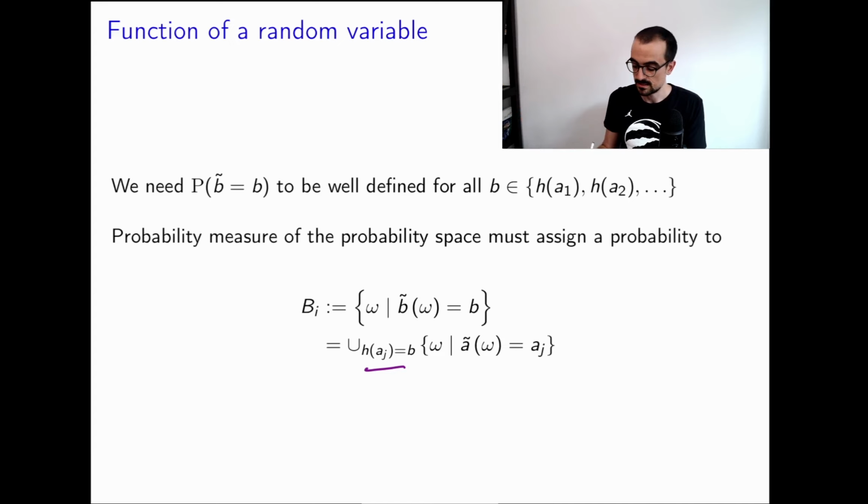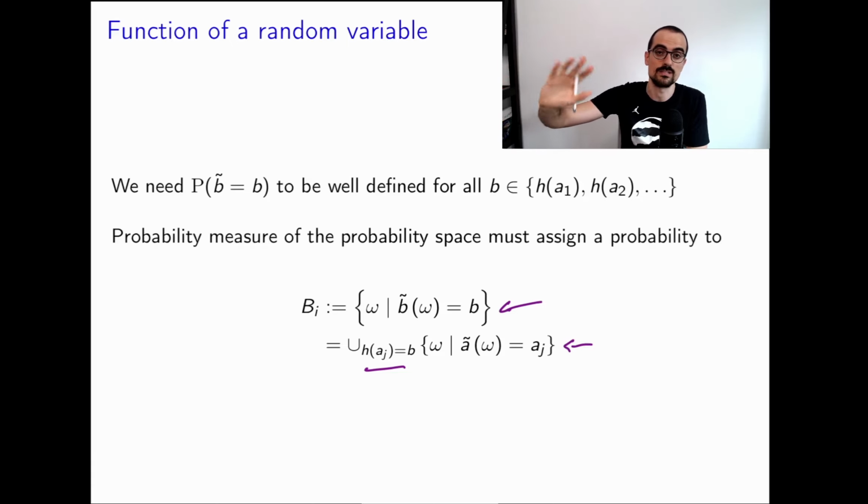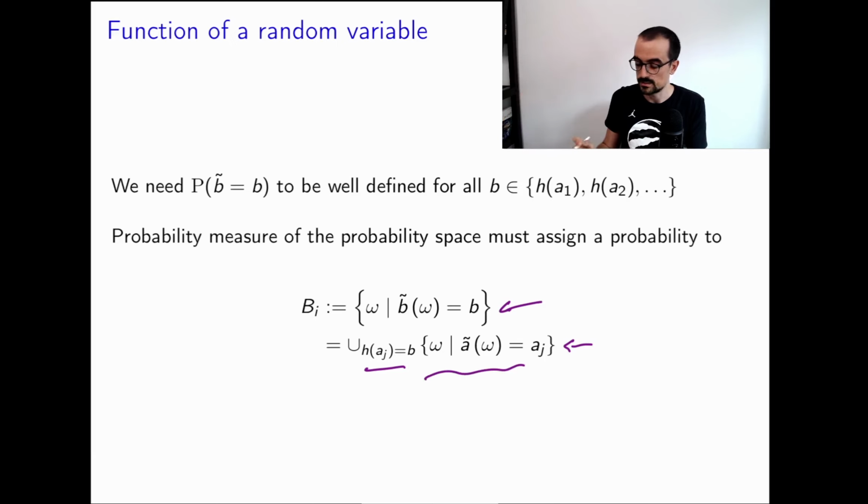Then we realize that this event is just a union of those events. And those events need to be in the probability space, because the probability measure needs to assign them a probability, so that A is a random variable. So if A is a random variable, this means that these are assigned probabilities, which then means that this one is going to be assigned a probability. So if A is a random variable, B is also a valid random variable.